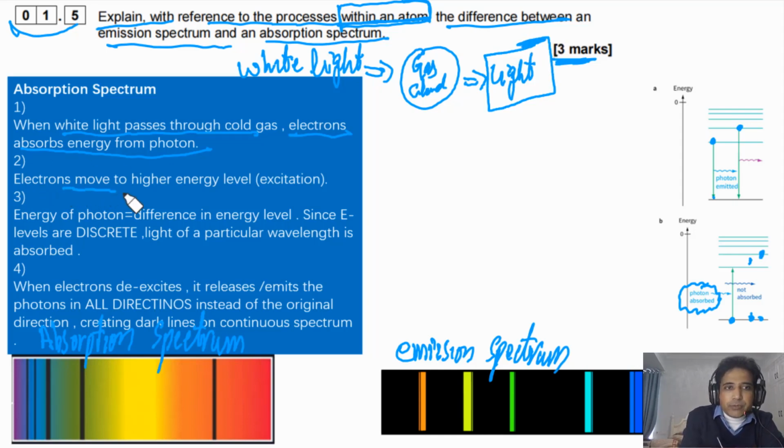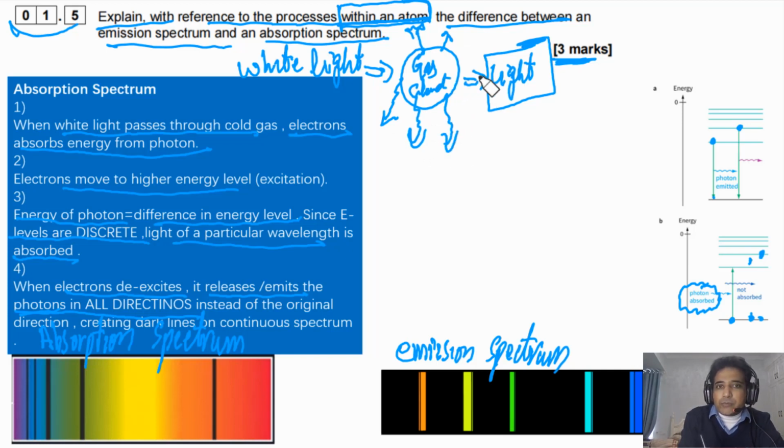The second point, electrons move to a high energy level, as we have already discussed. The energy of the photon is equal to the difference in energy levels. Since energy levels are discrete, light of a particular wavelength is absorbed. This means electrons will only absorb photons of certain wavelengths, depending on the difference between energy levels. When an electron de-excites, it releases photons in all directions. This means when the gas cools down, it will emit photons in all different directions.